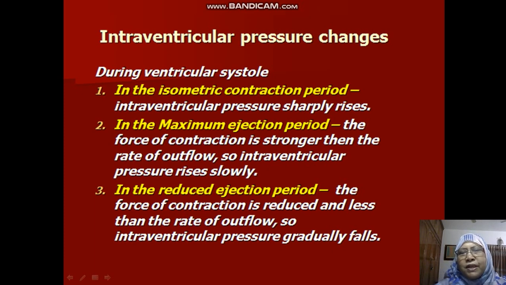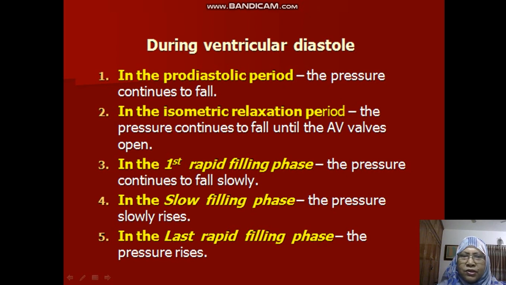Now the intraventricular pressure change. You know that ventricular systole has different phases: isometric contraction period and ejection period. Pressure changes in these phases. In the isometric contraction period pressure increases, in the maximum ejection period pressure rises but slowly, and in the reduced ejection period pressure gradually falls. During diastole, in the protodiastolic phase pressure decreases, in the isometric relaxation period pressure decreases, in the rapid filling phase pressure decreases, in the slow filling phase pressure rises slowly because blood is collected here, and in the last rapid filling phase pressure rises.